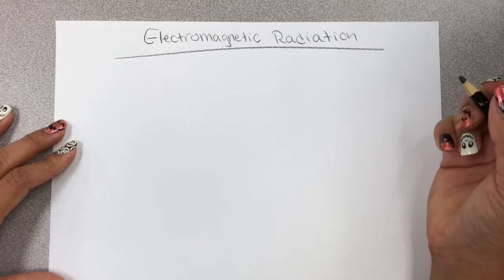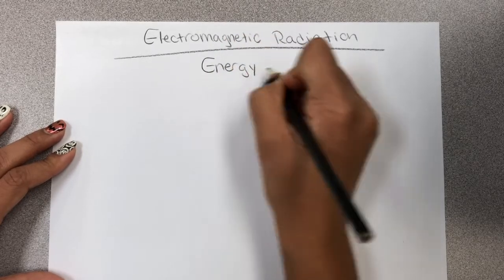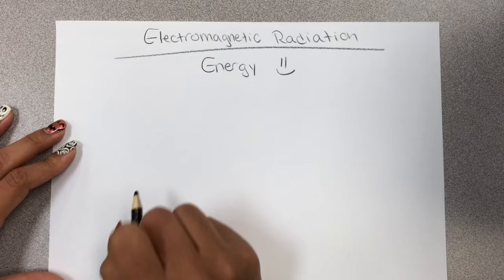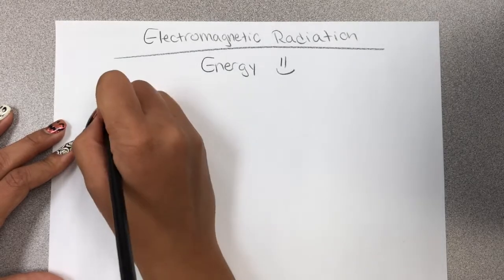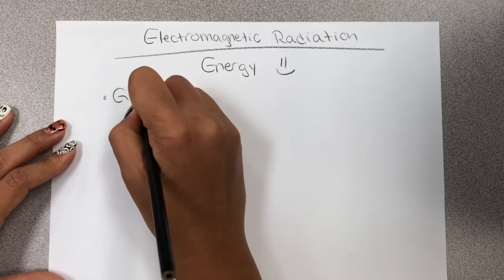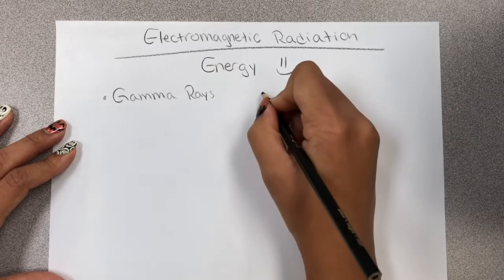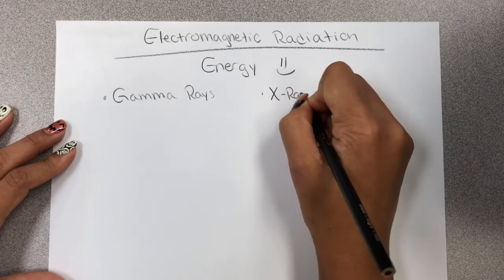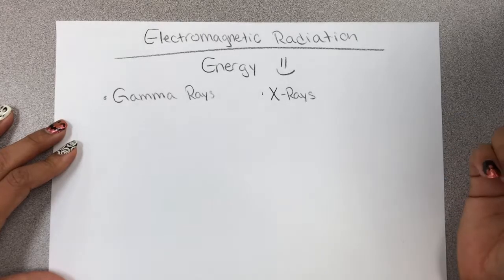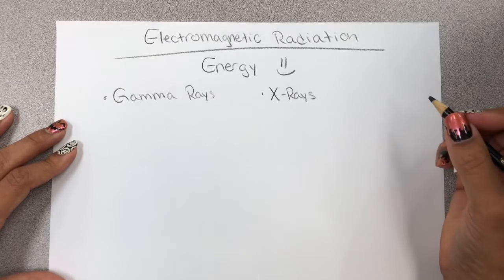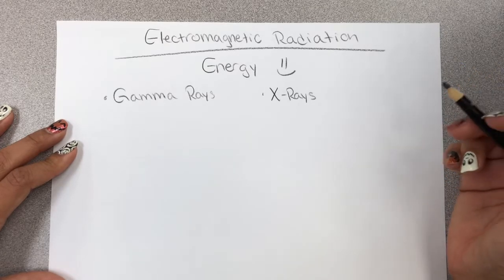Electromagnetic radiation is pretty much just energy. And there are different types of electromagnetic radiation, or energy. There are gamma rays. There are X-rays. Everybody's familiar with X-rays. If you've ever gone to the doctor for a broken bone, you've had an X-ray done. If you've gone to the dentist, they take X-rays of your teeth.